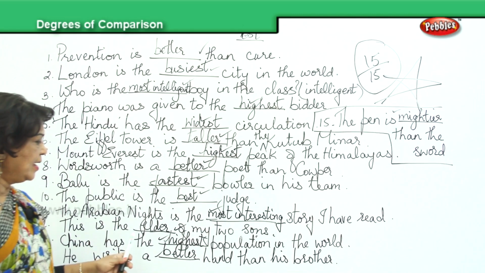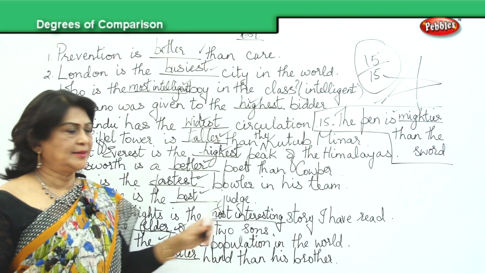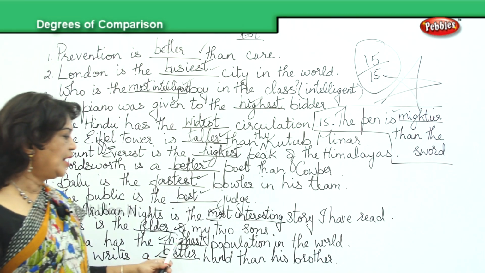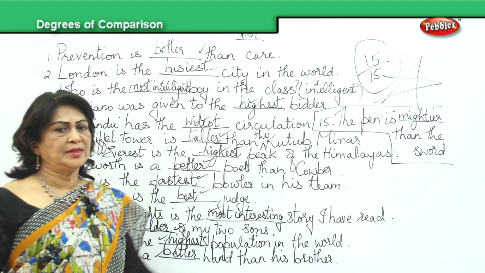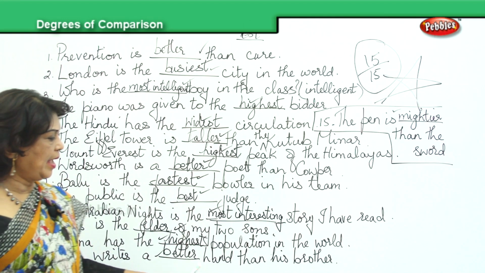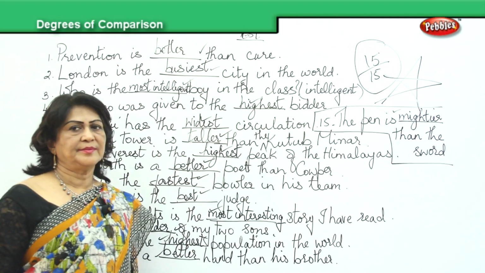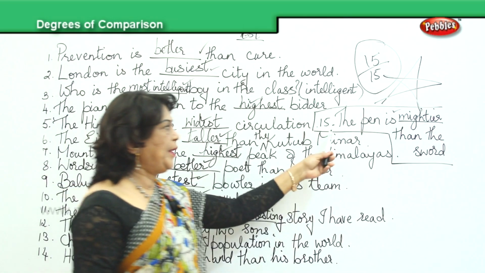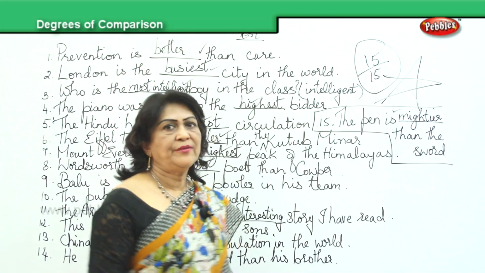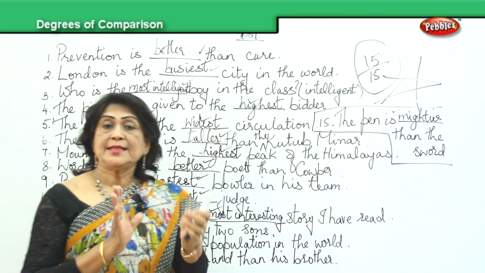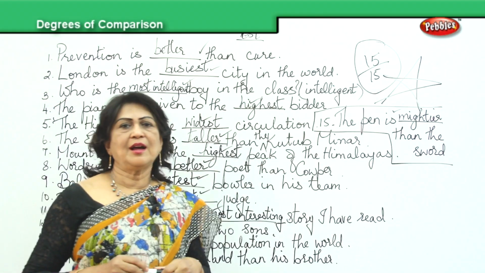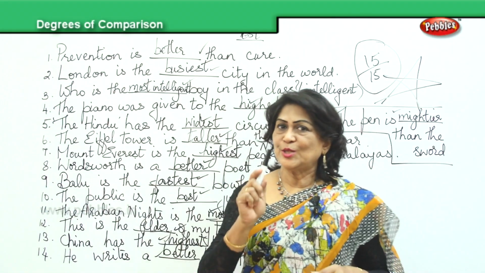This is the elder of my two sons. China has the highest population in the world. He writes a better hand than his brother. The pen is mightier than the sword. Okay, 15 on 15. Let's give you a big applause and you can take that star for yourself. You are the superstar.